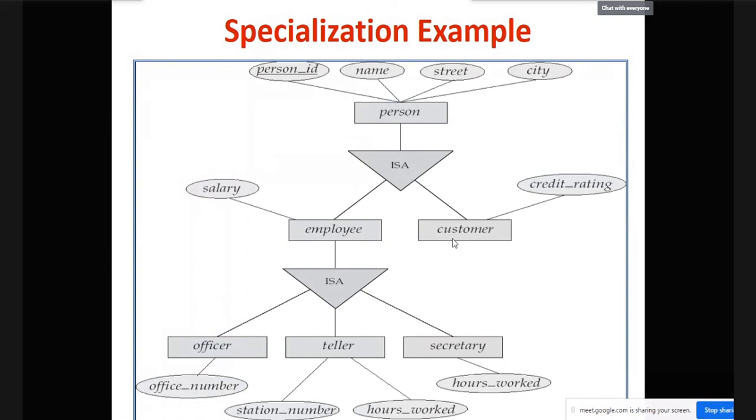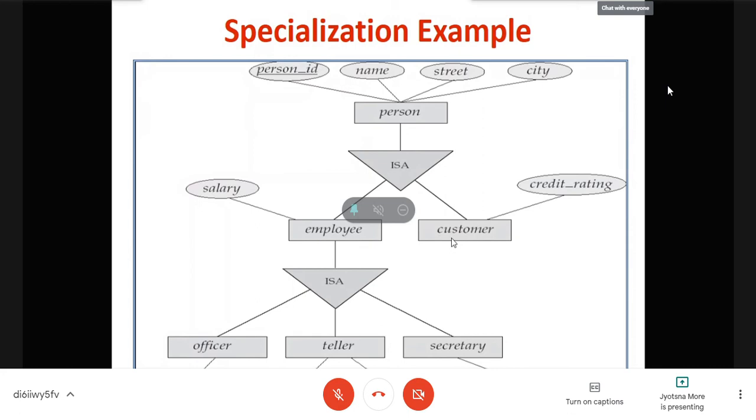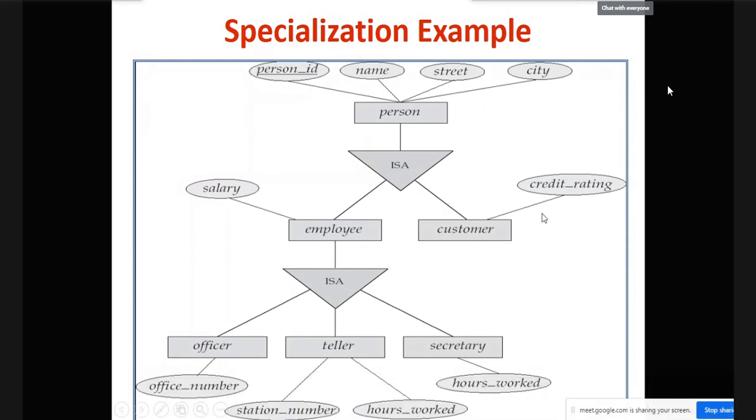For customer, do we have salary? No, right? For customer, we will give some credit rating, right? So this attribute is present only with customer, not with person. Salary is related only with employee, not with person, right? And suppose person ID is also for employee, name is also for employee, street also for employee, city also for employee. Similarly, all these 4 attributes are applicable for the customer also. Okay, so that is one example.